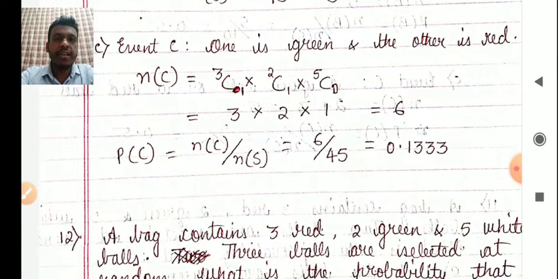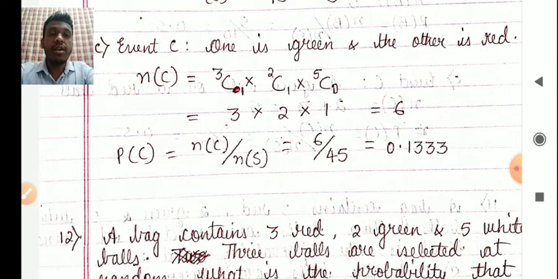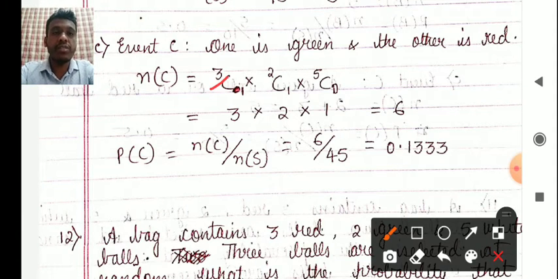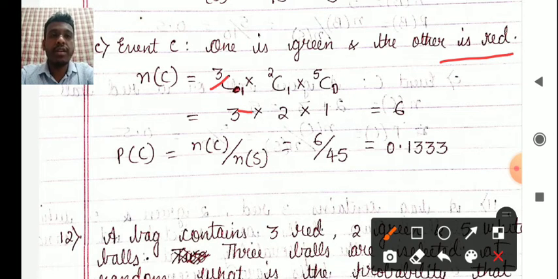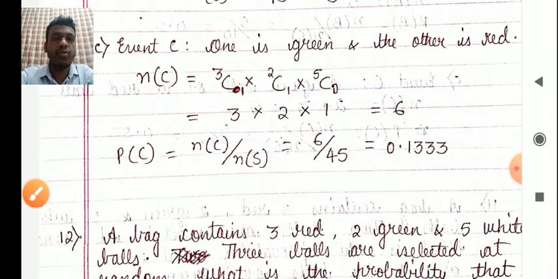C, event C: one is green and the other is red. Okay, now one is green and the other is red. How do you find this out? So n of C is equal to, how many total red balls do we have in this case? We have 3 red balls and 1 is red, so 3C1. 2 green balls we have, out of that 1 we are selecting, so 2C1. And for 5 white balls we are selecting nothing, because already 2 have been selected. So this is how we have to solve it. 3C1 is 3, 2C1 is 2, 5C0 is 1, which is equal to 6.